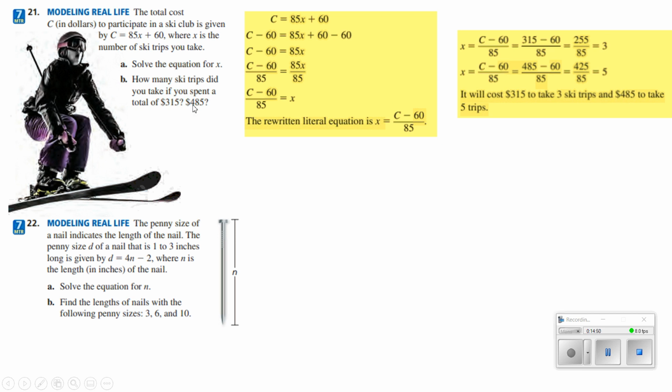Now, if C was 485, you would subtract 60, and that would give you 425 divided by 85, and that's 5. It will cost $315 to take 3 ski trips and $485 to take 5 ski trips. All right, let's go ahead and go to number 23.